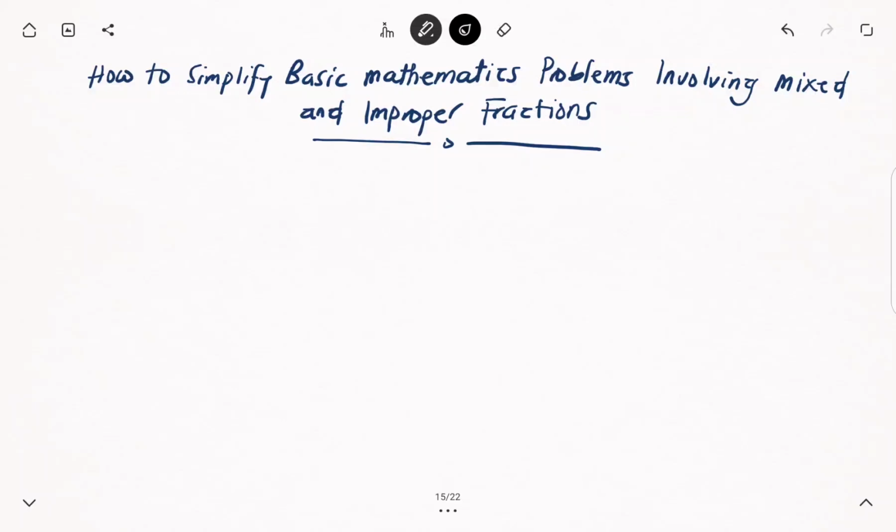In today's video, we want to look at how to simplify basic mathematics problems involving mixed and improper fractions. So without further delay, let's begin.